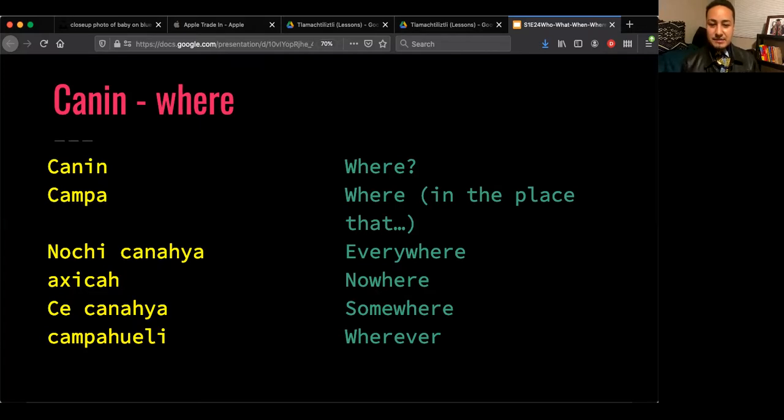Kanin is the word for where as a question, but in Nahuatl, they make a distinction between the question and the answer. So kanin is where is it versus kampa is the answer. Like it is where this happens. It is where I sleep. They wouldn't say kanin, they would say kampa. To say everywhere, nochi kanahya, literally all places. This word kanahya means place. So nochi kanahya is every place, everywhere. Ashika means nowhere. Se kanahya, a place or somewhere. And kampaweli is wherever. So this is using kampa and weli, kampaweli, wherever.